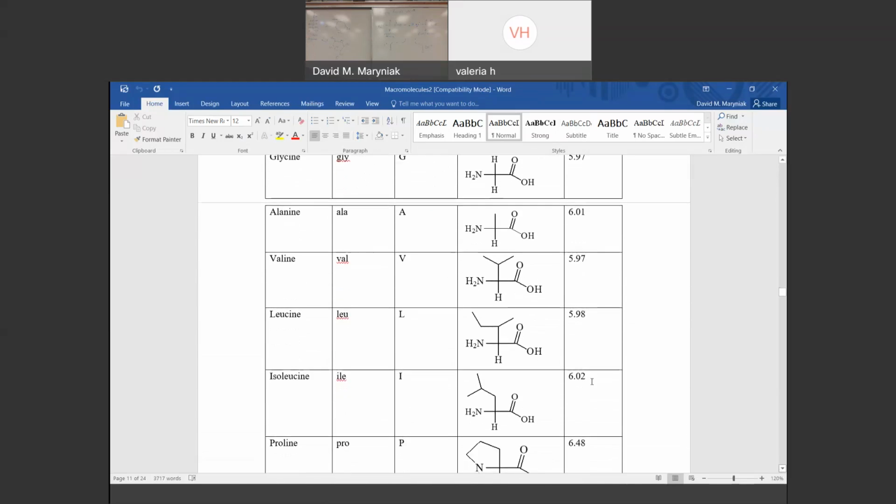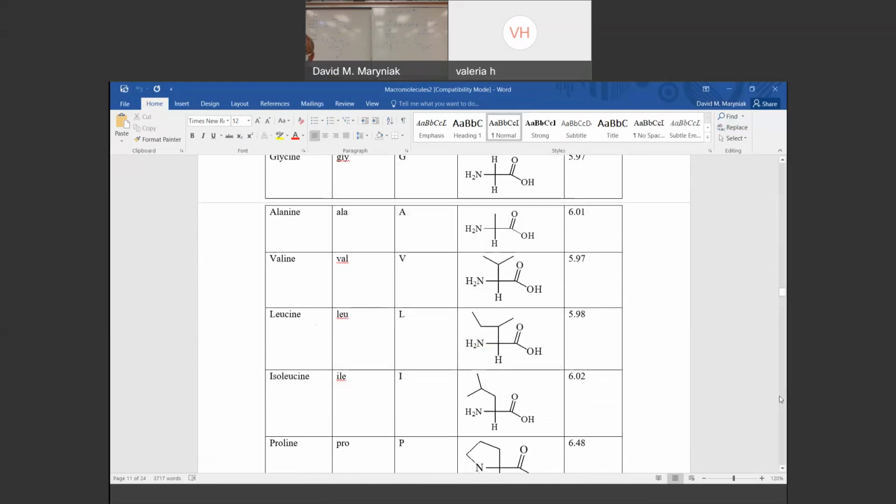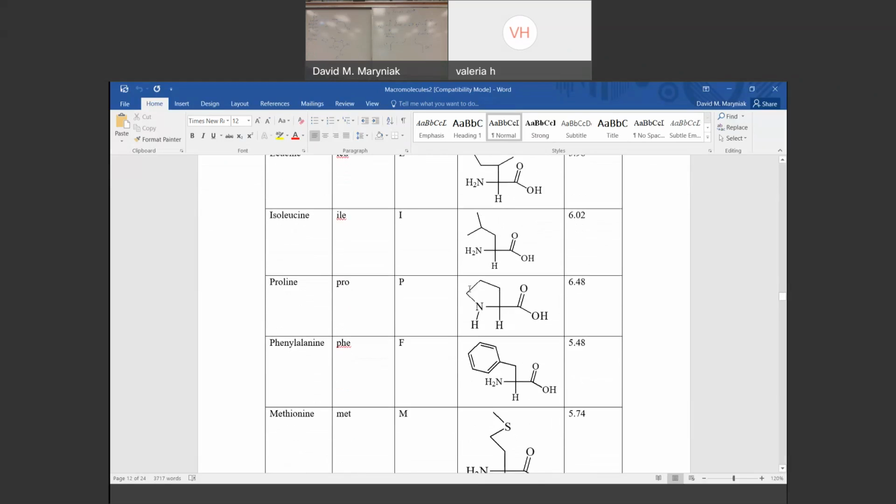So as we go through these, alanine has this methyl group, valine has this isopropyl group, leucine has this sec-butyl group, isoleucine has isobutyl, proline is one of the unique ones in that it has this wrapped around version, which wraps around back to the amine. So proline is a cyclic amino acid.